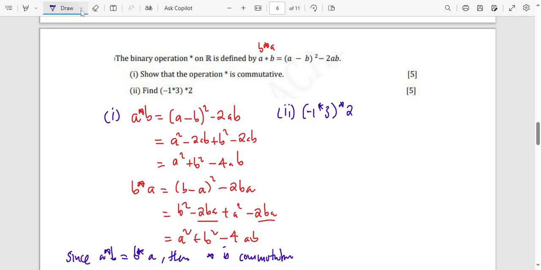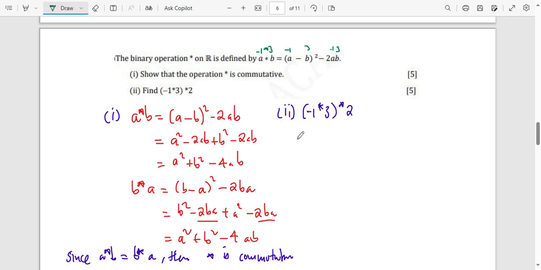So the way you work with binary operations is that first you start with what has been given in the brackets. So start with negative 1 star 3. So what does that mean? It means that where there was A, we are going to put negative 1. Where there was B, we are going to put a 3. So even here, where there is A, we'll put negative 1. Where there is B, we'll put a 3. Where there is A, we'll put negative 1. Where there is B, we'll put a 3.